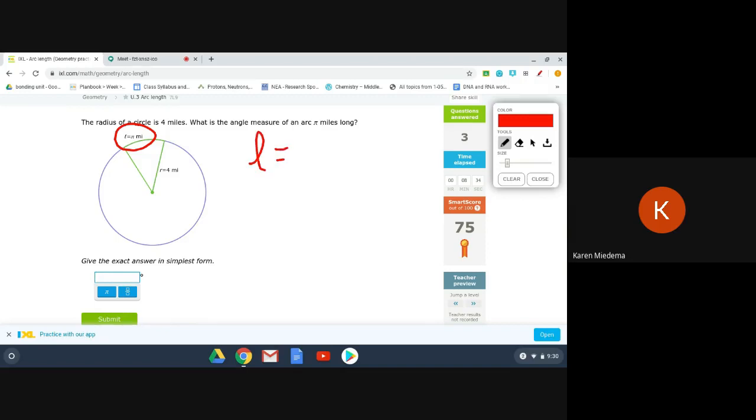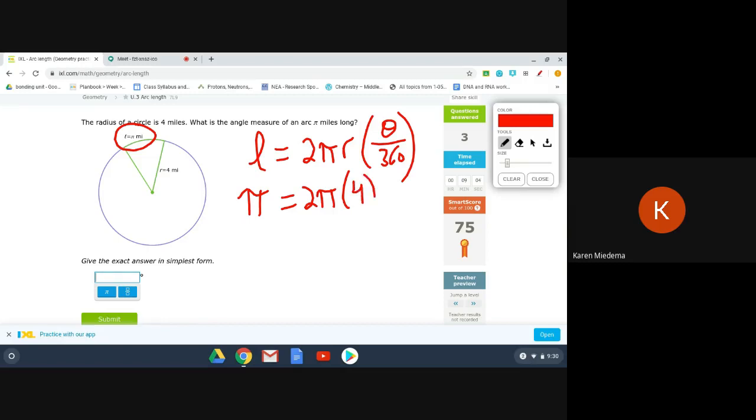So arc length equals 2 pi r times theta over 360. Now notice what they gave you in this problem. It told us that L is pi. So we're not solving for the arc length here. We're actually solving for theta, the missing angle, equals 2 pi r, which is 4. Theta, I don't know what it is, so I'm going to leave it as theta over 360.